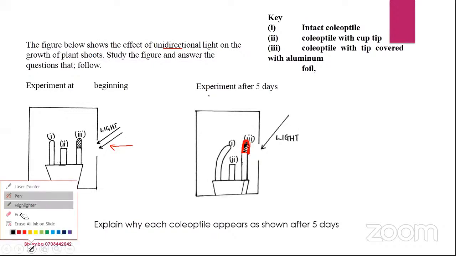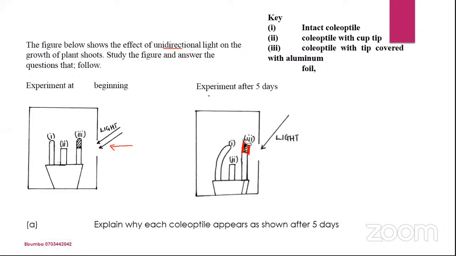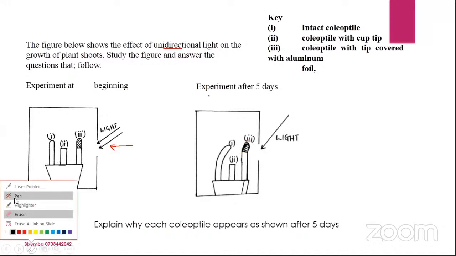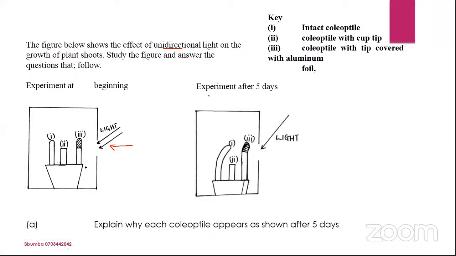Let me first erase this, and then I use a black marker. So it's supposed to be like this. Supposed to be straight. So it is straight. It is straight like that. So don't say that this one is bending. This one is not bending. It is straight. Okay. So this is at the beginning.